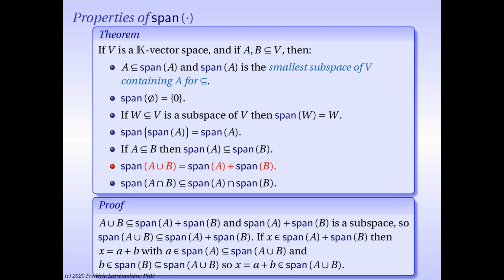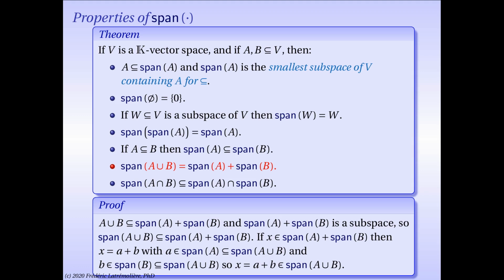Now, for the converse inclusion, let's pick an x element of the sum of span of A and span of B. So, what does it mean for x to be in that sum? It means that x can be written as little a plus little b, with little a in the span of A and little b in the span of B. That's the definition of the sum. But you see, A is a subset of A union B. Therefore, by the bullet point right above, span of A is a subset of span of A union B. And so little a is an element of span of A union B.